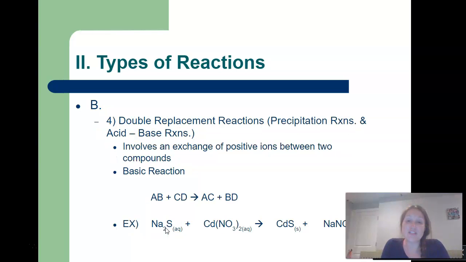The fourth type of reaction is a double replacement. It's kind of like single replacement, but notice there's no singular element. We just have 2 compounds. We take the first element in each compound, the metals, and they flip spots with one another. So sodium and cadmium flip spots. Sodium was previously with the sulfur, now cadmium is. Cadmium was previously with the nitrate, now sodium is. They literally just flip-flopped with one another.